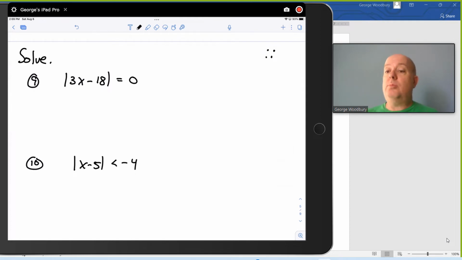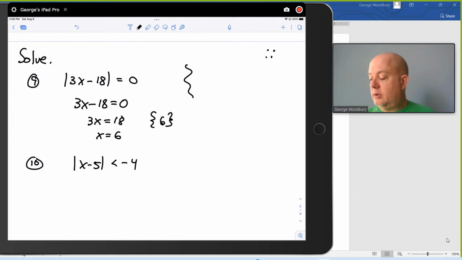Now, earlier, when we had an absolute value equal to a positive number, we split this into two equations. It either equaled the number or its opposite. But here, this one's a little different because there's only one number that has an absolute value of 0, and that's 0. So that's telling us that what's inside those absolute value bars has to be 0. So this becomes simply 3x minus 18 equals 0, and we can solve by adding 18 to both sides and dividing both sides by 3. So our solution there is x equals 6.